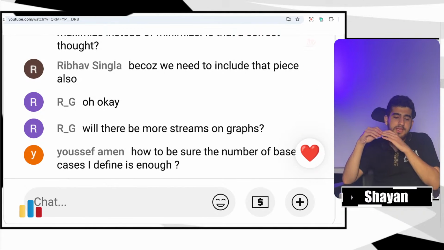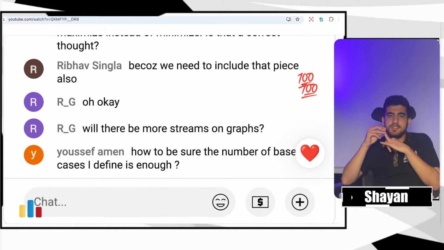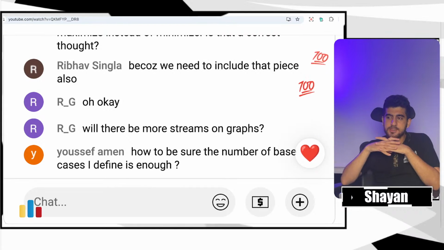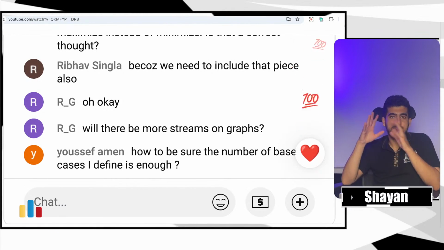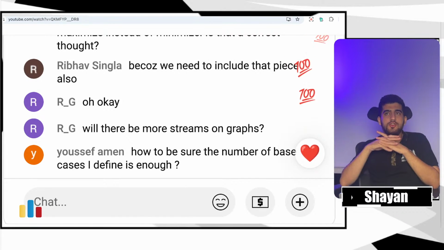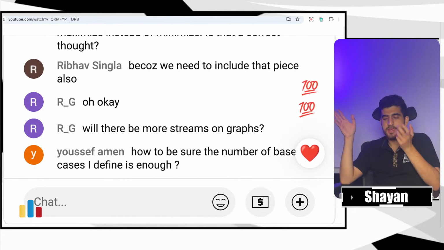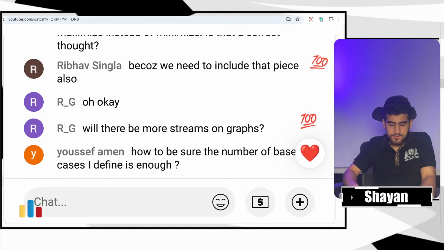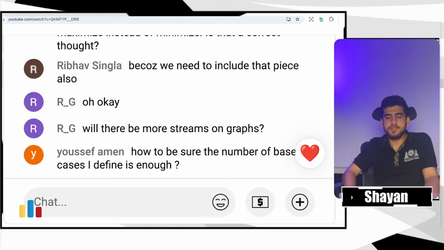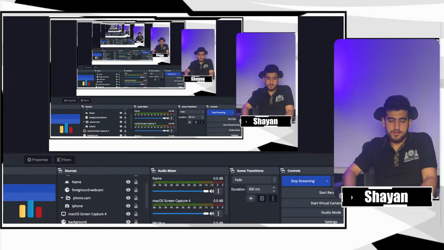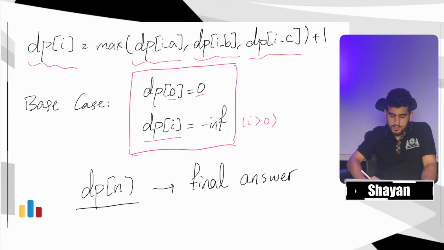Well, you just need to make sure that in your base cases, you set all the values, or at least set the values of some of the things that you're sure that by setting them, all the values will be calculated. For example, in here, I have calculated everything in my base case. I said dp of 0 is 0 and dp of all the other i's are infinity. So I have set the value of everything initially in here, so it's going to be enough.